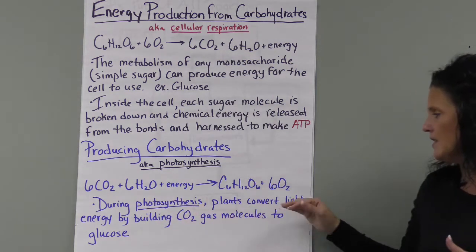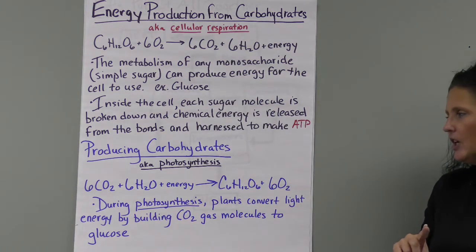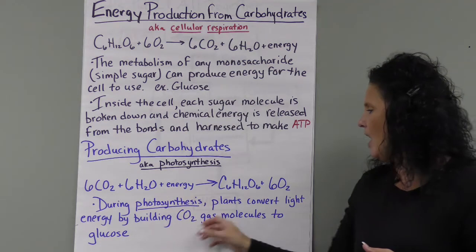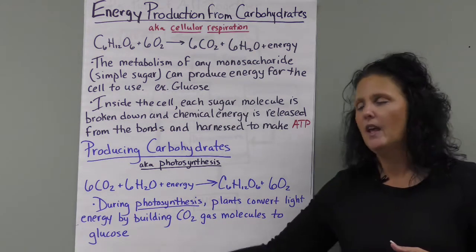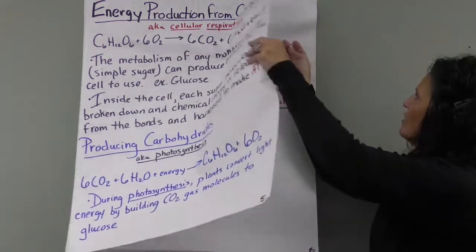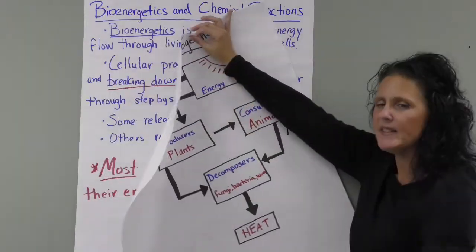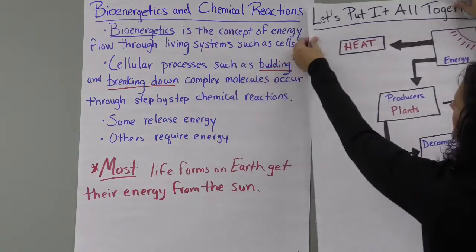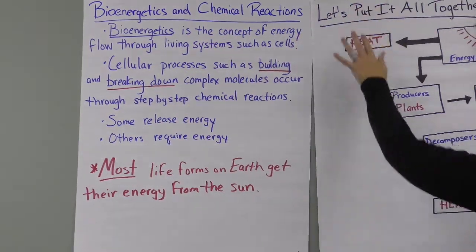So during photosynthesis, plants are going to convert that light energy, and what they do is they build carbon dioxide gas to make glucose. And we could look at that later too if you want. You can just leave it in the comments. So what we want to do is put all of this together. I'm going to slide this one over just a little bit. There we go. It'll stay up.